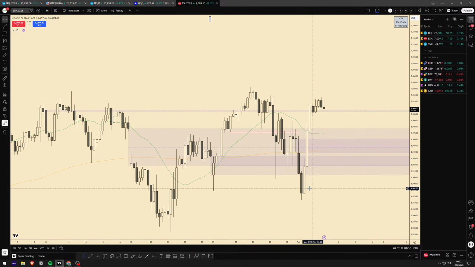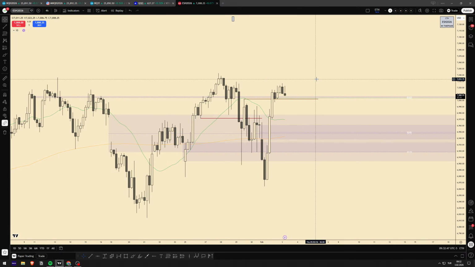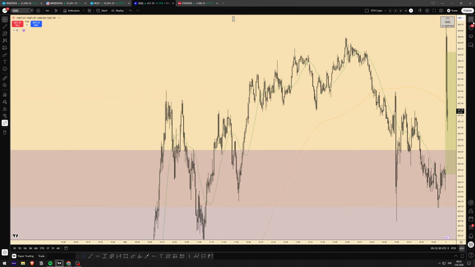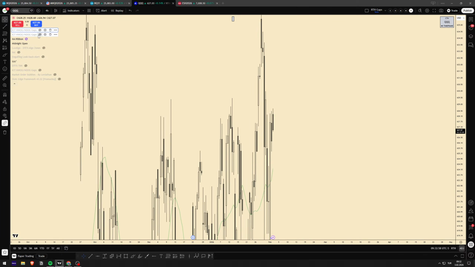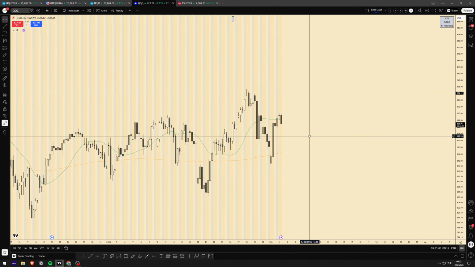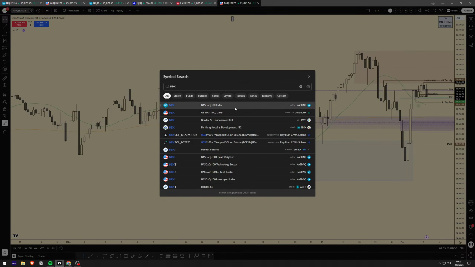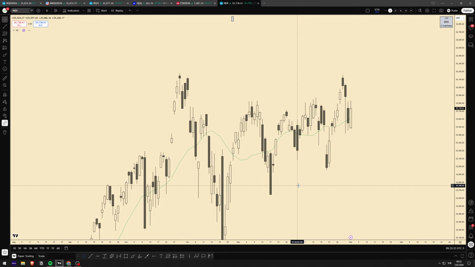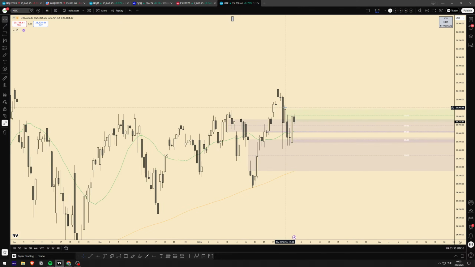See, it has taken that. It has taken this level, so there is a probability of seeing this level. Lastly, this one didn't take out.